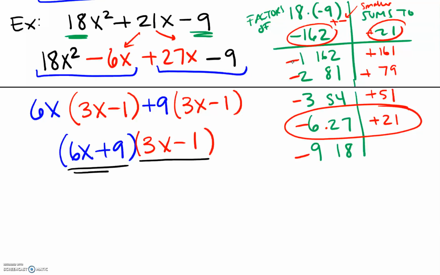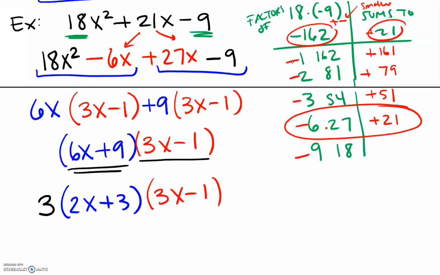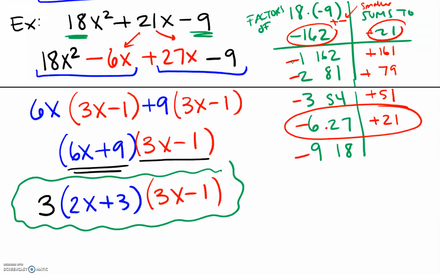But we can take something out of 6x plus 9. Both of those have a 3, right? So we could pull a 3 out, leaving us with a 2x plus 3, and then bring back this 3x minus 1. So this is the exact same answer we got without taking the GCF out first, but we caused ourselves more headache in terms of the actual AC method.